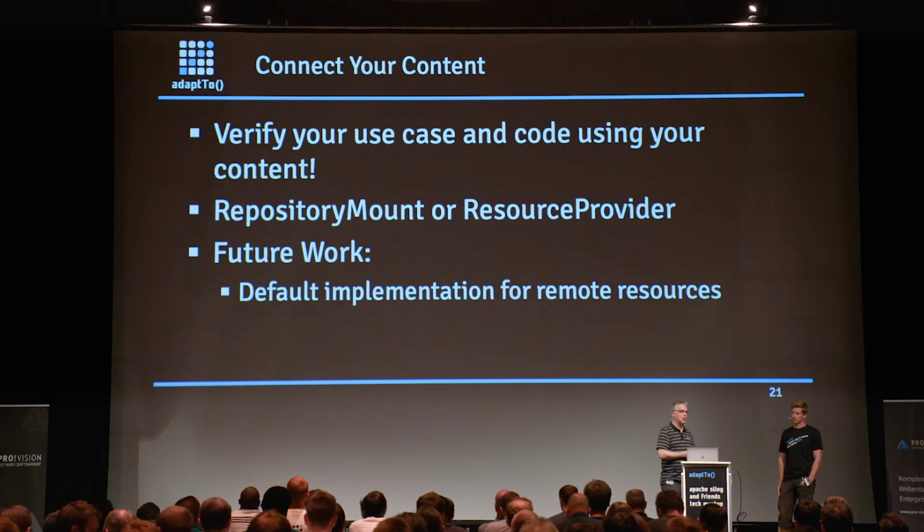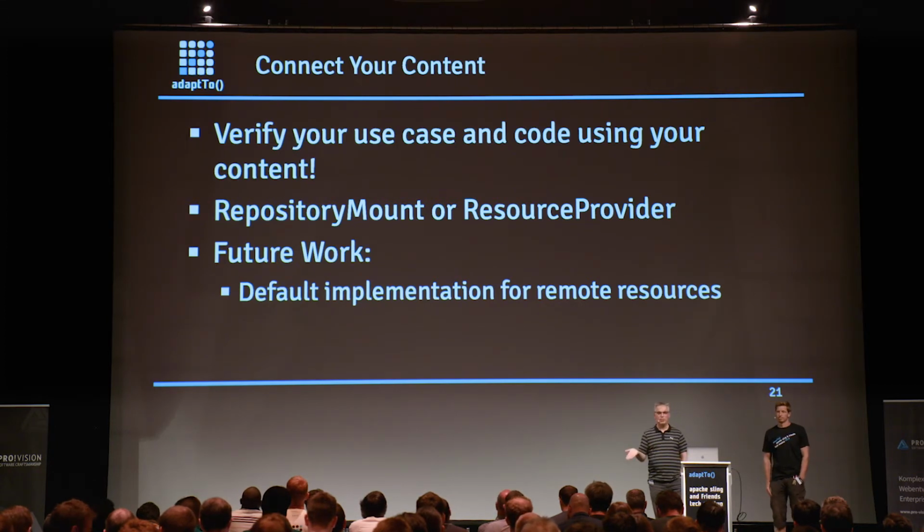So if you want to connect your content to a Sling application, then look at your use case. Obviously, that's always a good idea to do. And the other thing is look at the code you have, right? If you're not dealing with these cases where wrong assumptions are made, then go for the resource provider, because it's a way simpler way of doing the integration to your content. If you have to deal with old code, then the repository mount is probably a solution to that problem. And yes, obviously, we plan to improve the thing and provide a default implementation so that implementing the repository mount becomes easier.